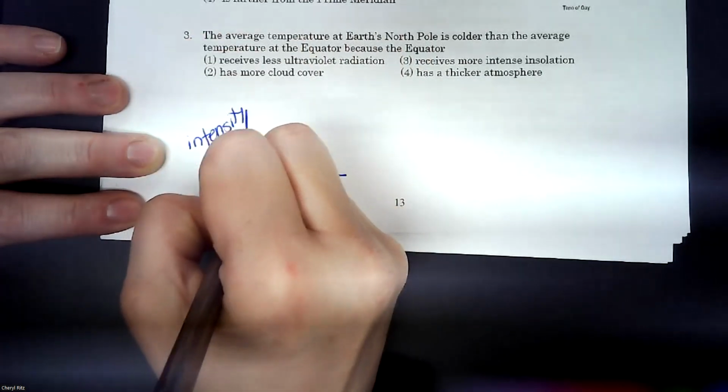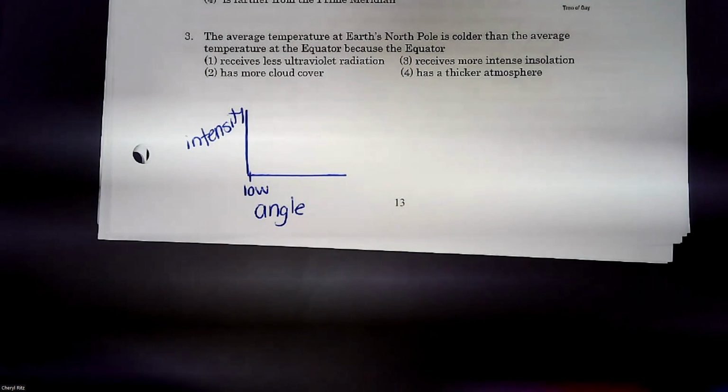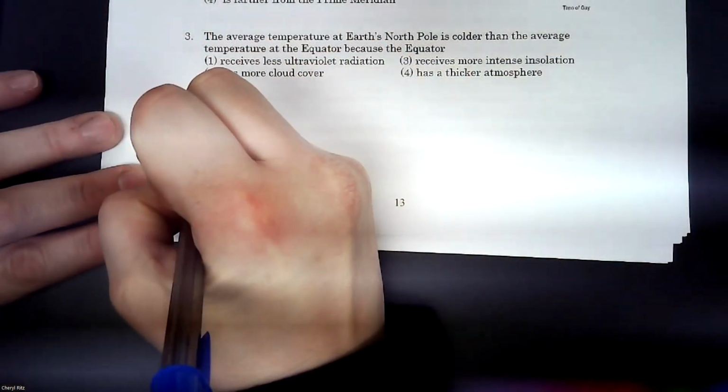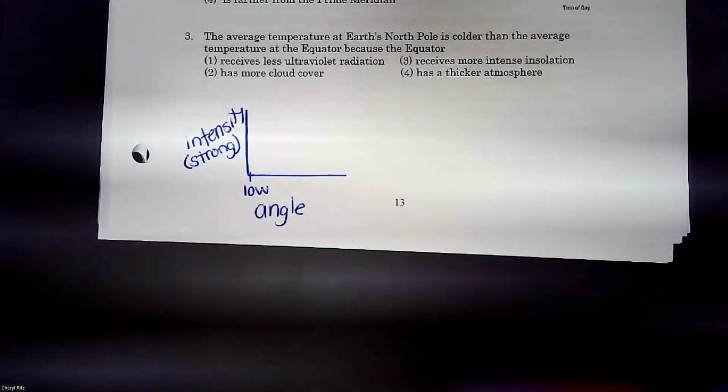if we have a low angle, how strong, actually, do you guys know what the word intensity means? If something's really intense, oh, that's not earth science. No, I know you guys know that. Okay, yeah, thanks. Intensity means like how strong it is. So if the sun is really intense, it means it's really strong.